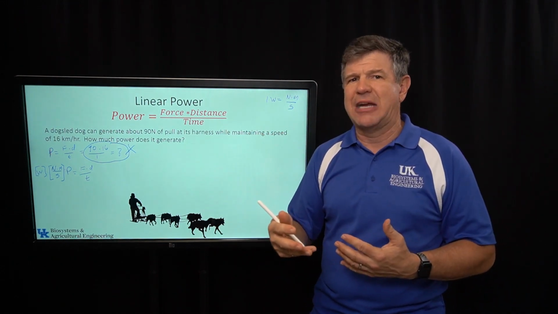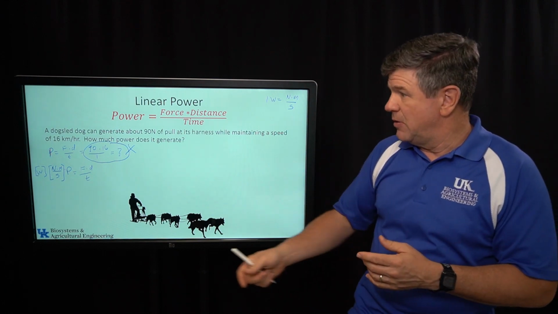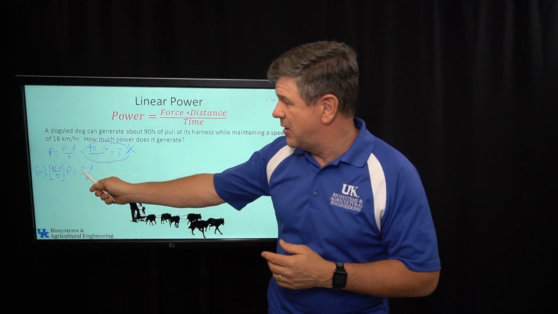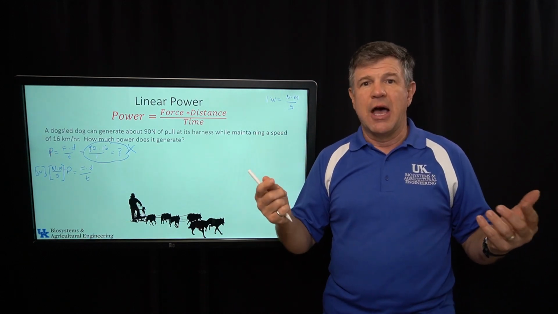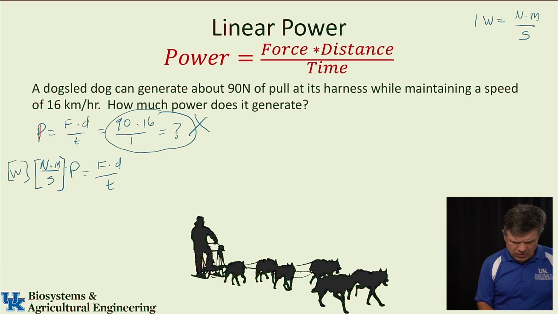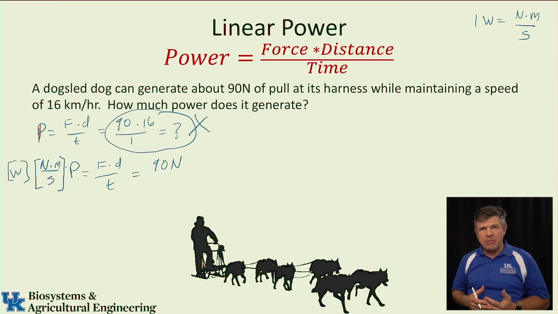Everything is going to be a fraction, so we can cancel some stuff. So let's begin. How do we do that? Well, let's start with what's the first thing here that I need? I need force. What is my force? I've got a force of 90, and I'm going to put my newtons on there. I'm going to carry that unit and keep that 90 newtons with me. So 90 newtons, that is my force.